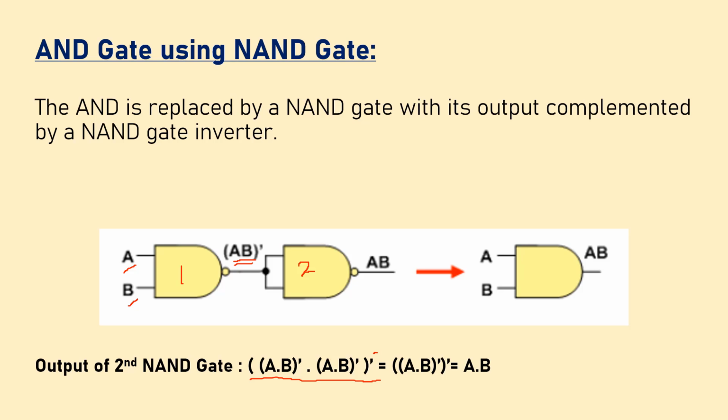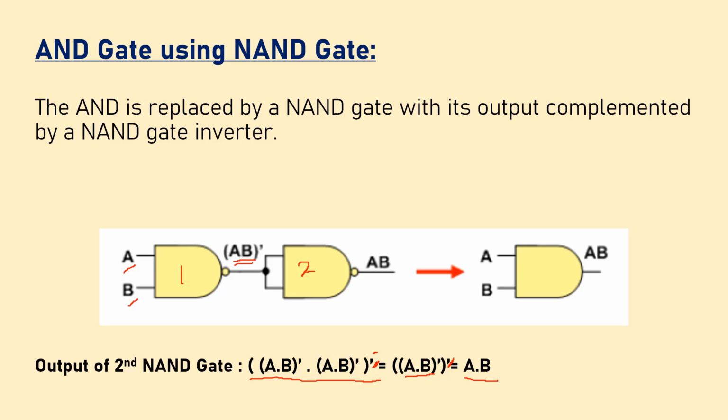Now we can rewrite this equation with the help of Boolean algebra as (A dot B) whole complement, and still here exists another complement, so this one is included. According to the double negation law, we know that if there exists a complement of a complement, the complement gets cancelled. So the outcome comes A dot B.